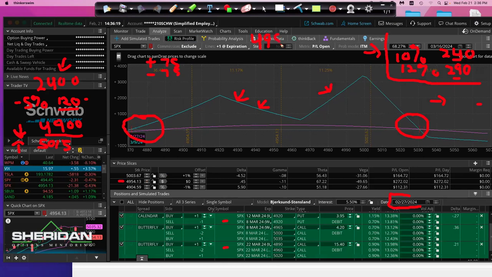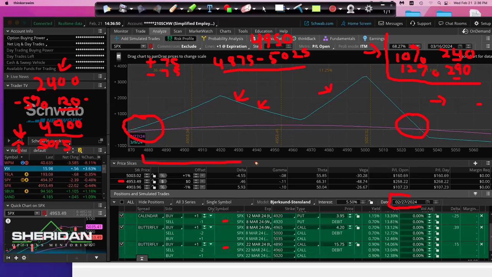there's a 68% chance over the next 6 days SPX is going to be between 48.75, down 75, and 5,025. 68% probability will be between here. If that's the case, without doing any adjustments, are we pretty good here? Between 48.75 and 50, it's saying there's a 68% probability, without even making any adjustments, we're going to stay in the profitable area. Right?